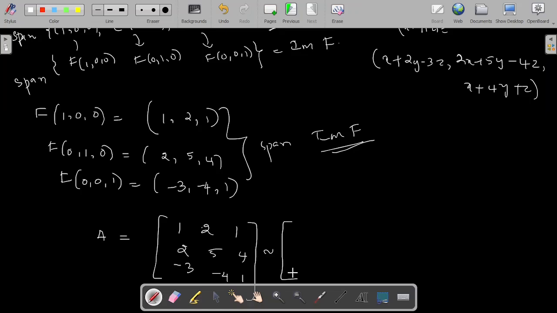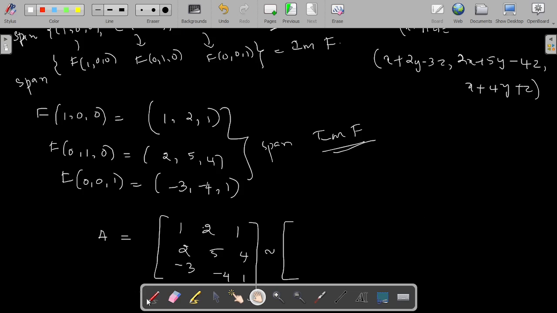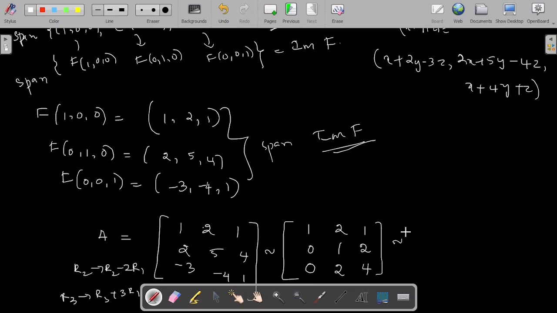If you get any zero row, that means these vectors are not linearly independent. If you get all three non-zero rows, then the vectors are linearly independent. Let us check that. (1, 2, 1). R2 changes to R2 minus 2R1, R3 changes to R3 plus 3 R1. So 2 minus 2 is 0, 5 minus 4 is 1, 4 minus 2 is 2. Then minus 3 plus 3 is 0, minus 4 plus 6 is 2, 1 plus 3 is 4. Now again (1, 2, 1), (0, 1, 2).